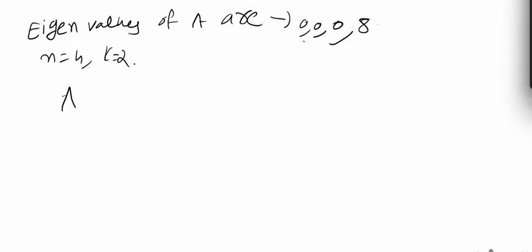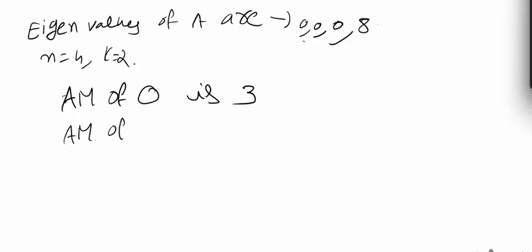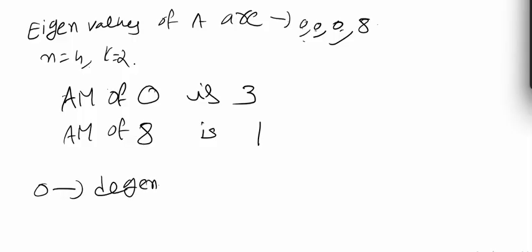So what is the algebraic multiplicity of 0? 3, because it is repeating 3 times. What is the algebraic multiplicity of 8? 1, because it occurs once. This is how we find the algebraic multiplicity: how many times an eigenvalue is repeating is called its algebraic multiplicity. 0 is a degenerate eigenvalue, and 8 is non-degenerate.